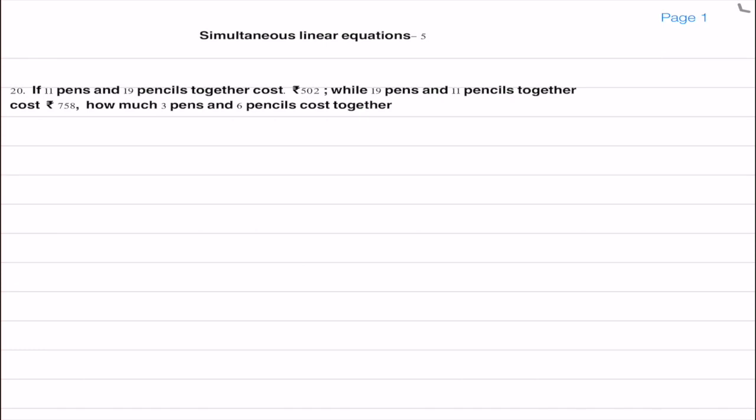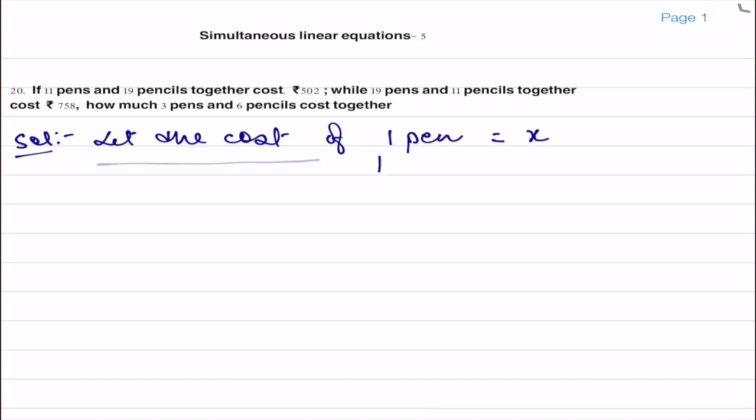So students, the question is: if 11 pens and 19 pencils together cost rupees 502, while 19 pens and 11 pencils together cost rupees 758, how much do 3 pens and 6 pencils cost together? So let's start with the solution. First we'll suppose the cost of 1 pen and 1 pencil. Let the cost of 1 pen be x and the cost of 1 pencil be rupees y.